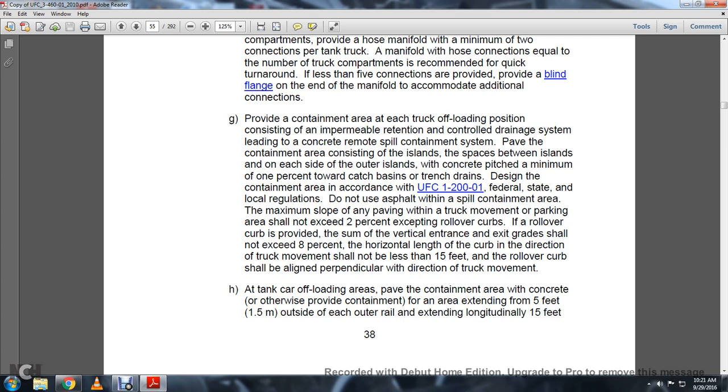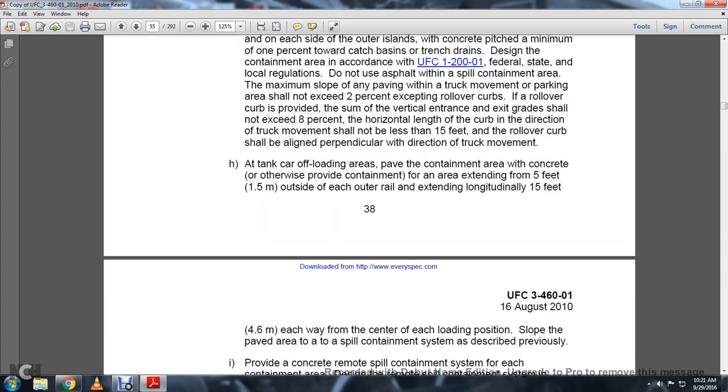The maximum slope of the paving for truck movement over the parking area should not exceed 2%, except for the roll-over curbs. If a roll-over curb is provided, the sum of the vertical entry and exit grades shall not exceed 8%. The horizontal length of the curb in the direction of truck movement should not be less than 15 feet, and the roll-over curb should be aligned perpendicular to the direction of movement.